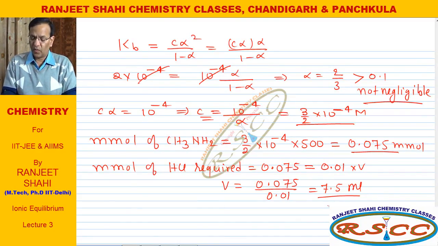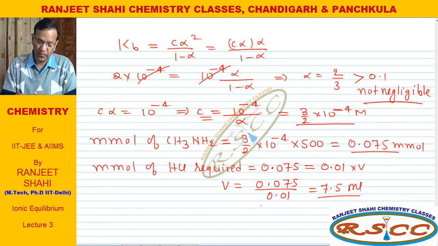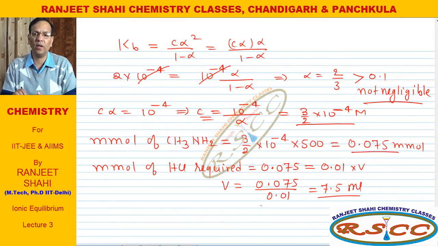So if we add 7.5 milliliter of HCl to 500 ml of given amine, amine will be completely reacted, completely protonated to form CH3NH3 plus Cl minus salt. So that is all about the solution of weak acid, weak base, and we have laid down a very strong foundation of ionic equilibrium. The concepts of ionization of weak acid, weak base are going to play a very important role in the next topic, that is hydrolysis of salt.